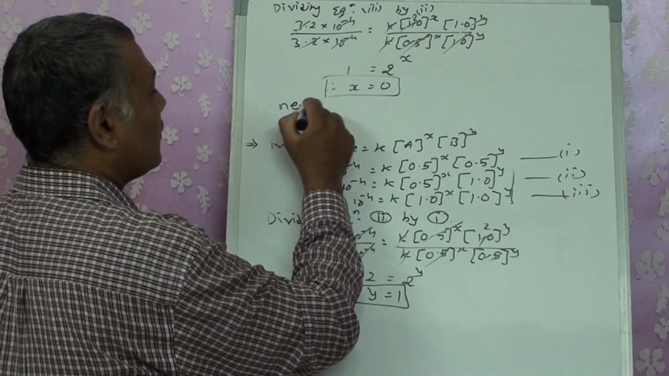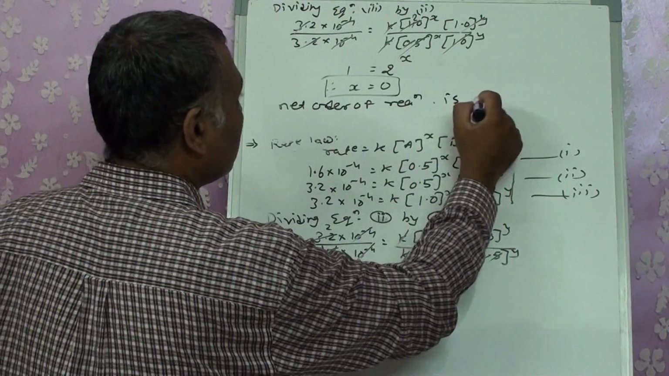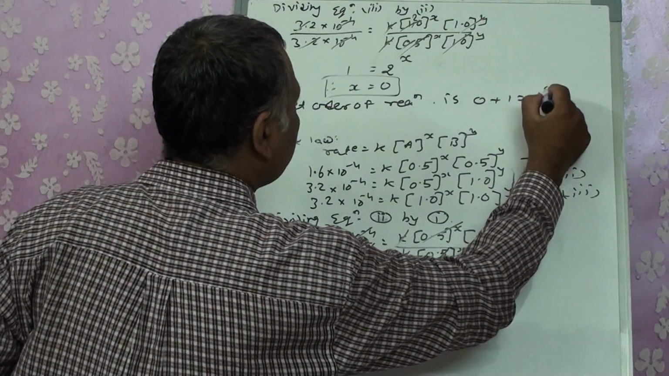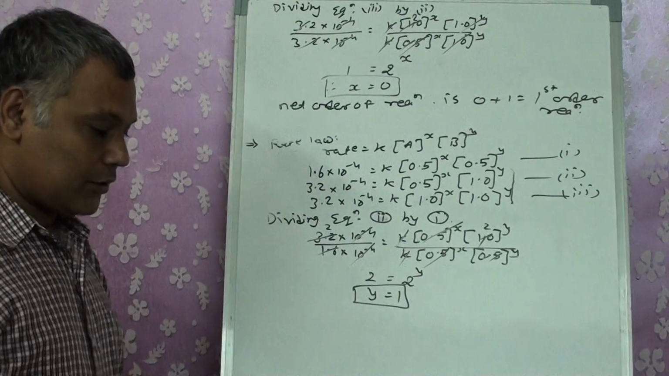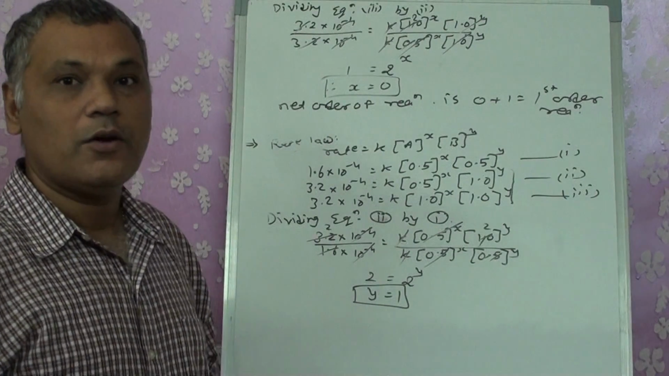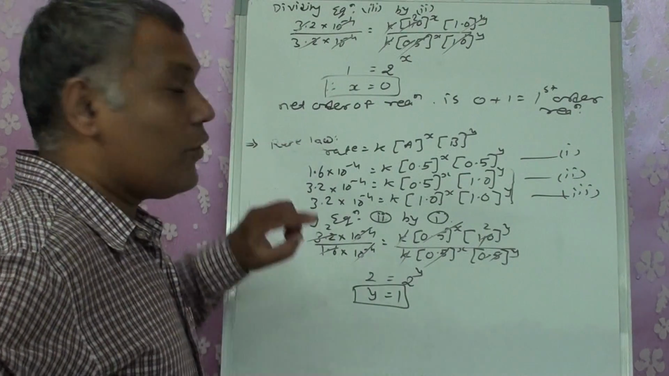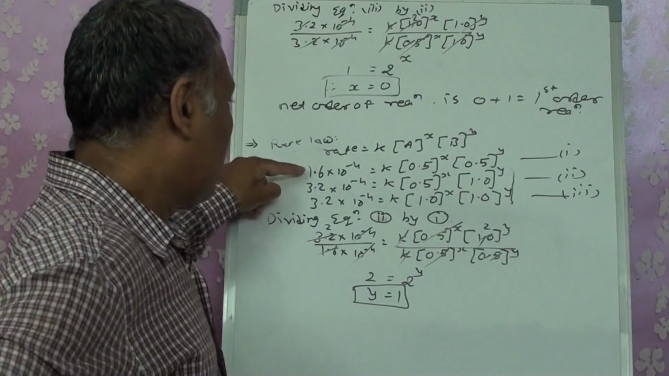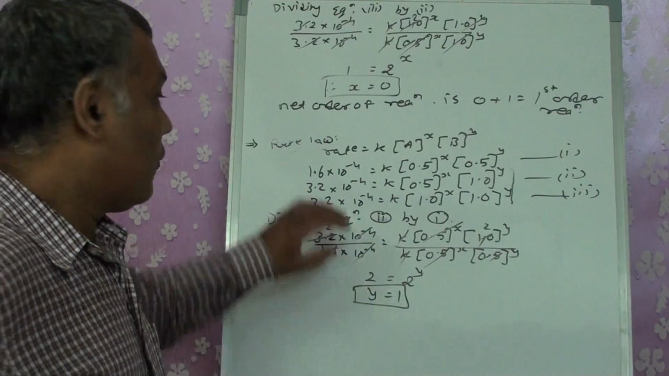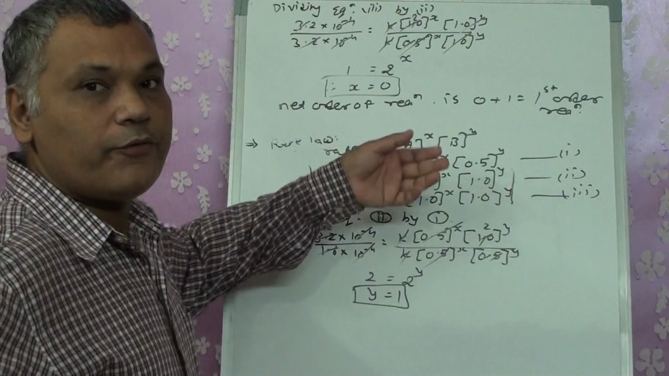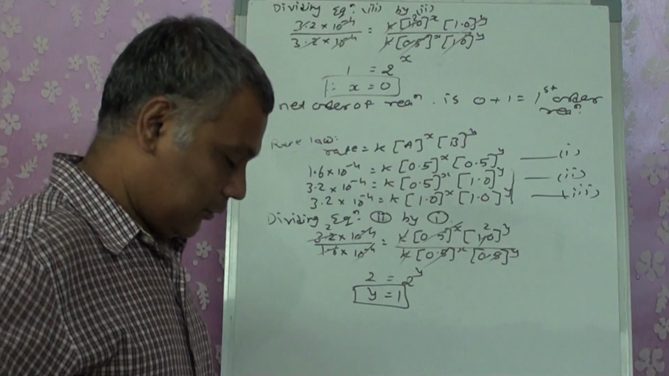So net order of reaction is 0 plus 1, that is equal to 1, first order. So the given reaction that we were having is of first order. Now again, make sure that whenever you are asked to write the rate law, this is the method to write the rate law. You have to write it first for whatever number of experiments are given to us, and from them, by elimination, we can calculate the order of reaction, right?